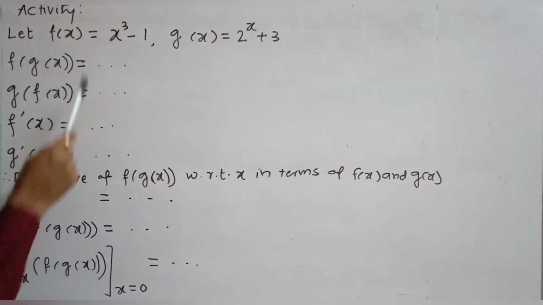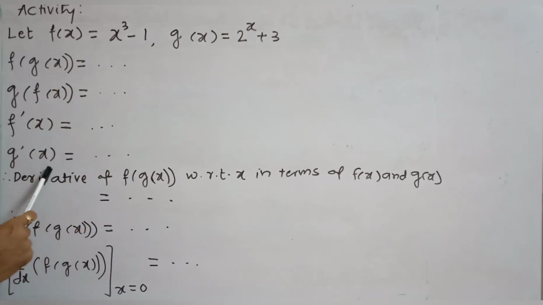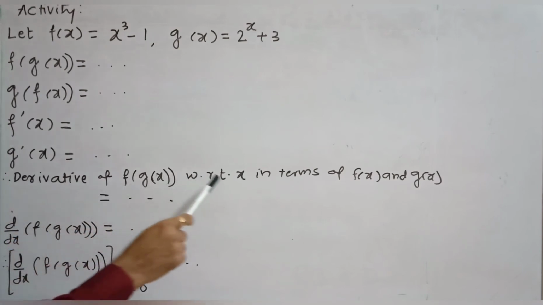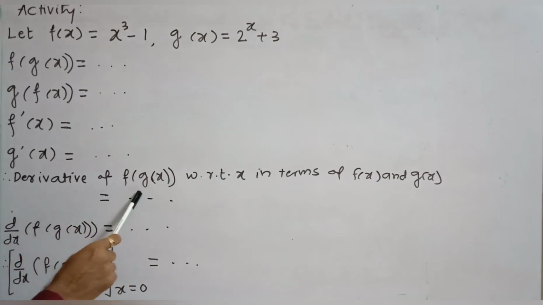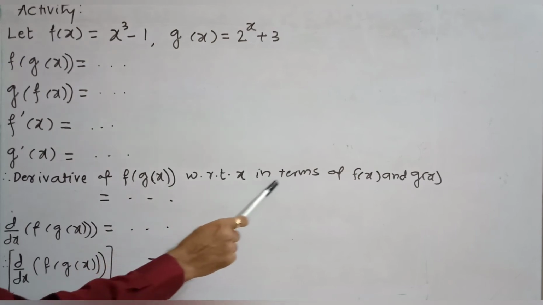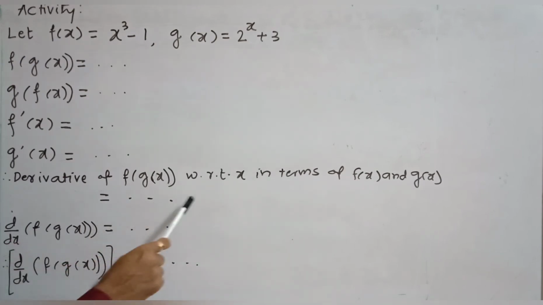Looking at this function, you can find the derivative g dash x. From g of x, you can find this derivative. Then the derivative of f of x, you can read this. The derivative of f of g of x with respect to x in terms of f of x and g of x has to be written.